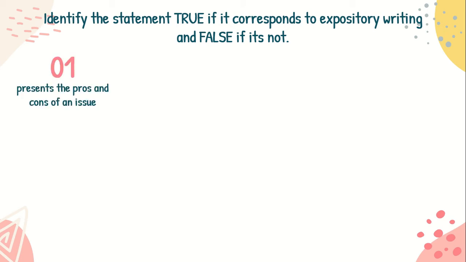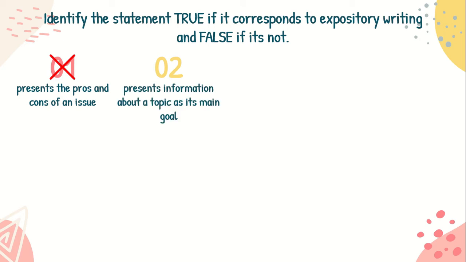Number 1. Expository writing presents the pros and cons of an issue. It is false. Number 2. It presents information about a topic as its main goal. This is true.